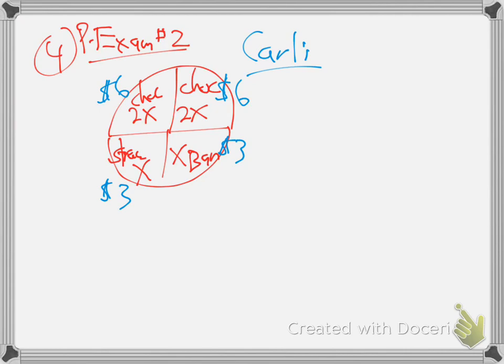Let me draw out the three options. So there's number one here. And then there's number two. Some kind of thing like this.